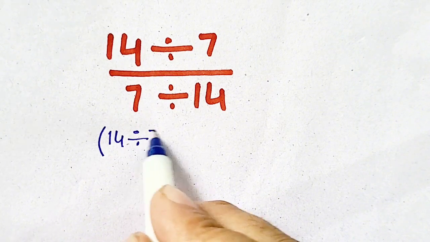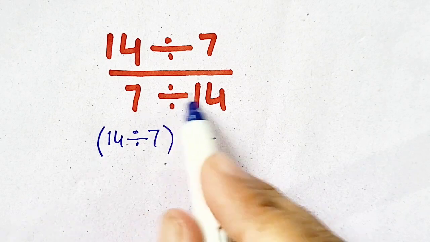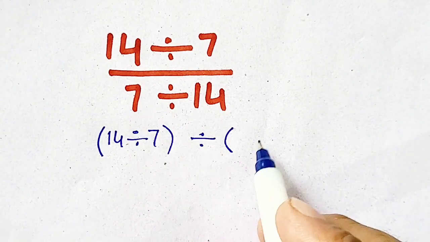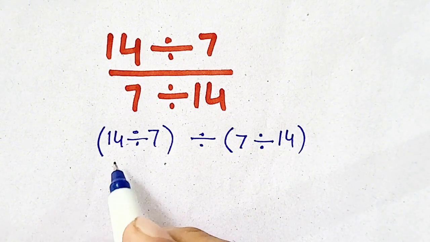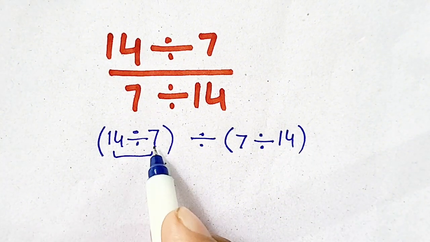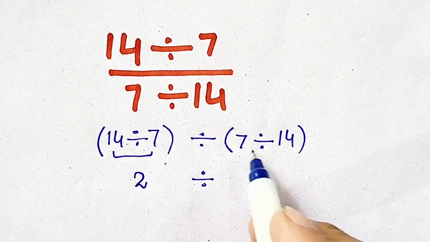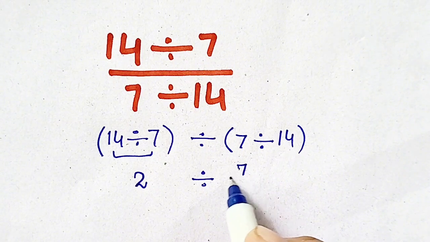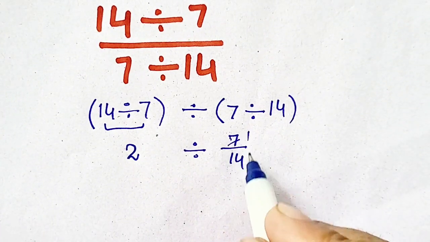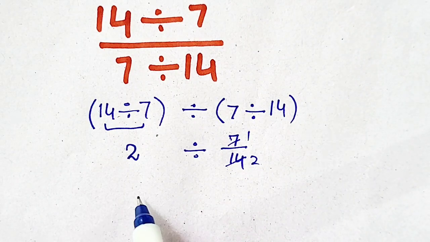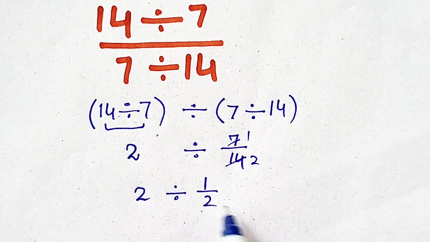14 divided by 7 in the first parentheses, and the fraction is converted into division, so the second parentheses will have 7 divided by 14. So it's simple. 14 divided by 7 will be equal to 2, divided by, this can be written as 7 by 14. Okay, now 7 ones are 7 and 7 twos are 14, so these cancel. So 2 divided by 1 by 2.